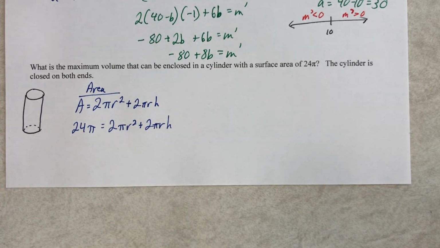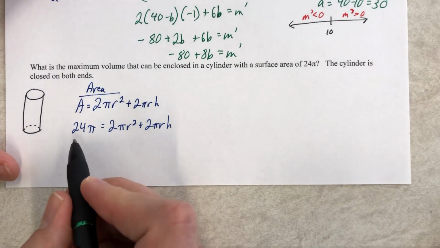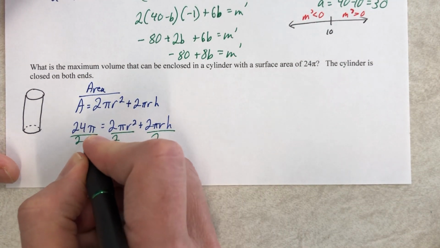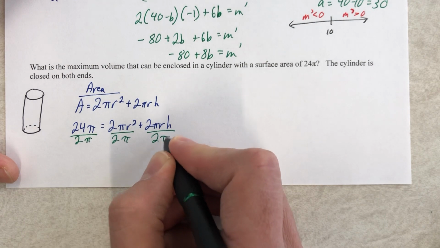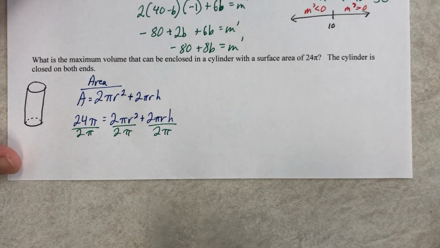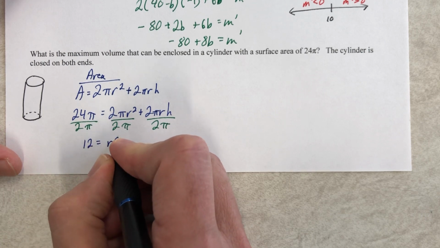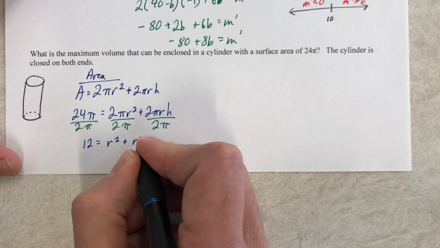All right. I feel like dividing by what? Well, whatever you want to divide by is legal. But in this case, I really think the best thing to do is divide everything by 2 and everything by pi. Okay, let's cancel some stuff out. It's going to make things much easier. So 12 equals r squared plus rh.